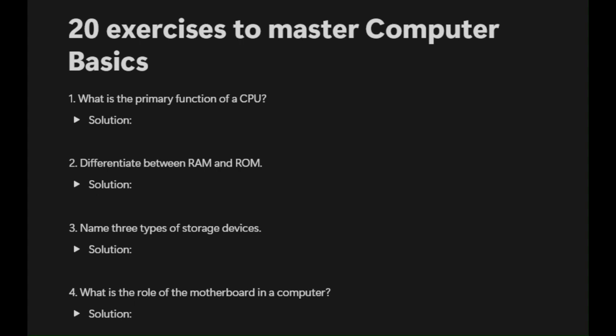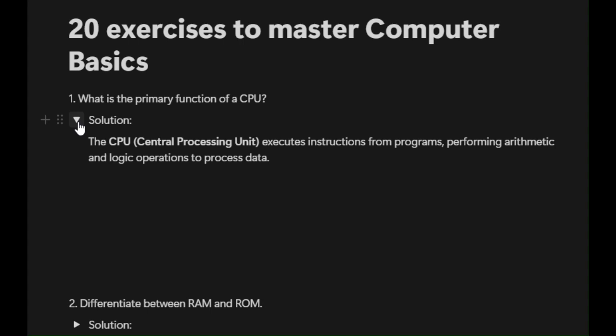The function of the CPU is to execute tasks sent by the software program. Now let's see what is the primary function of a CPU. It executes instructions from programs, performing arithmetic and logical operations to process data.